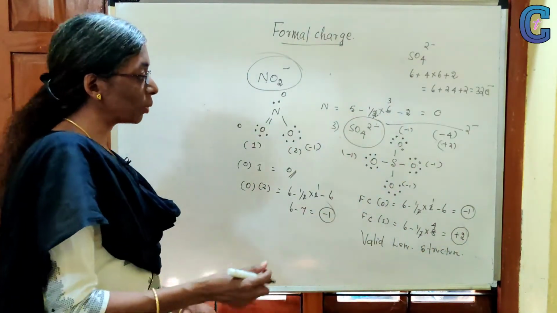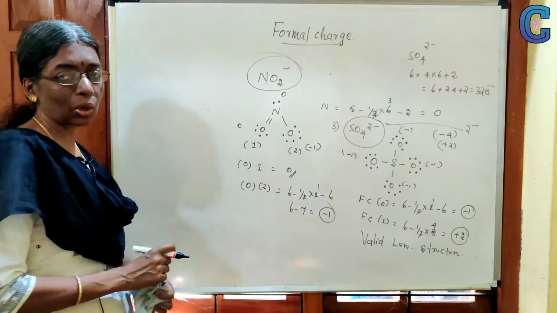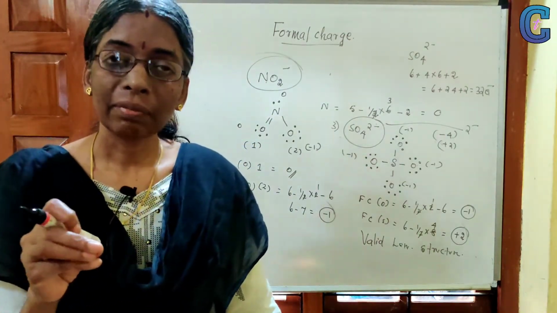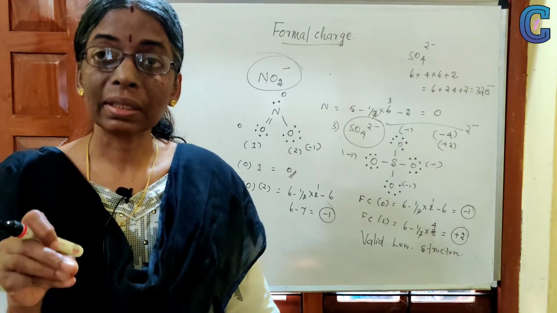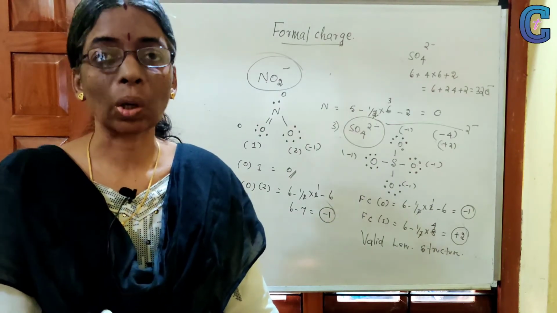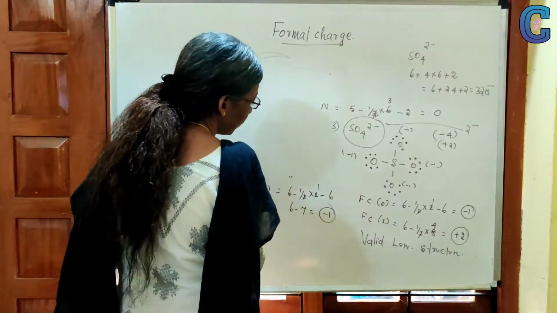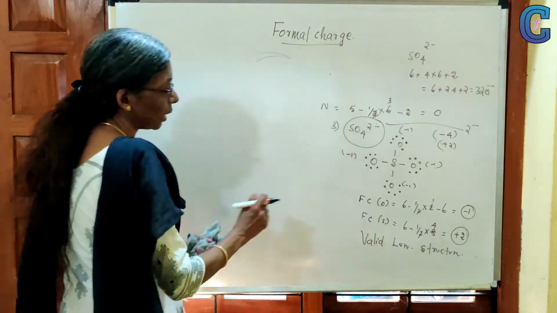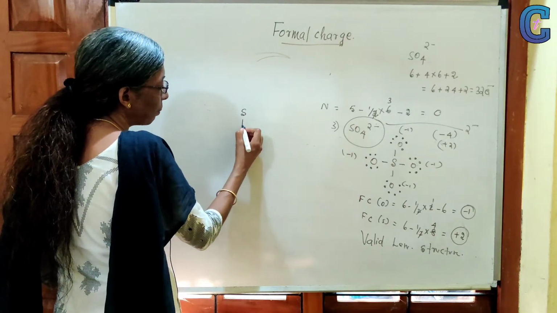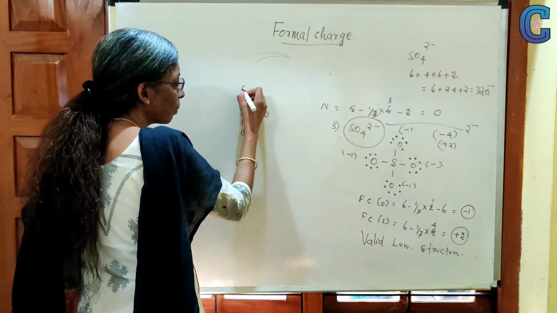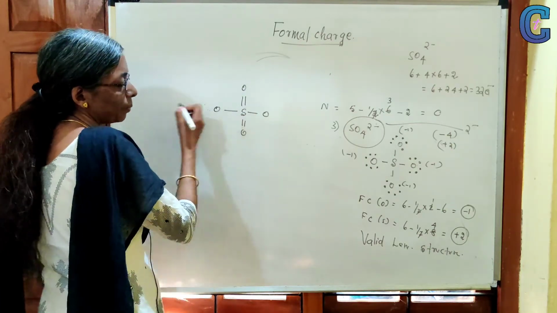Okay, then we can go for this one. You see, sulfur belongs to which family, which period? Third period. We know third period elements can expand their octet. So we are giving the structure of sulfur; this also is sulfur. Yes, double bond O, single bond O, double bond O, single bond O.